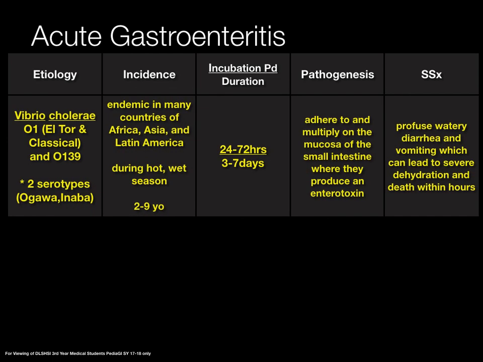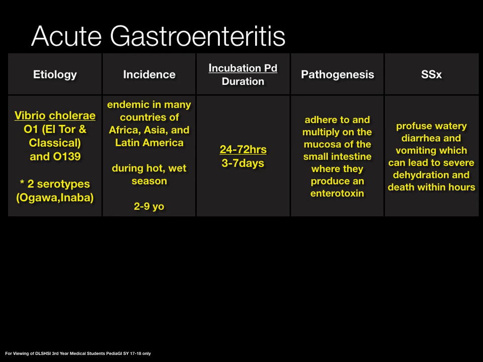Vibrio cholerae is endemic in many countries of Africa, Asia, and Latin America. It usually occurs during the hot and wet season, with a peak incidence at 2 to 9 years old. It has an incubation period of 24 to 72 hours and a duration of 3 to 7 days.